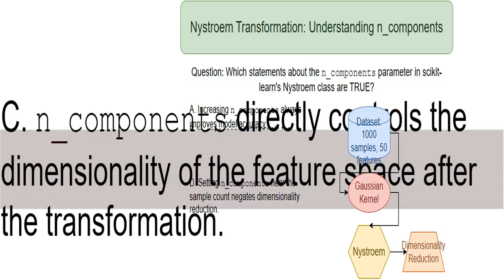This statement gets to the core of N_components. It directly determines the number of dimensions in the transformed data. A smaller N_components means a lower dimensional space. The parameter controls the number of dimensions that are preserved during the transformation.